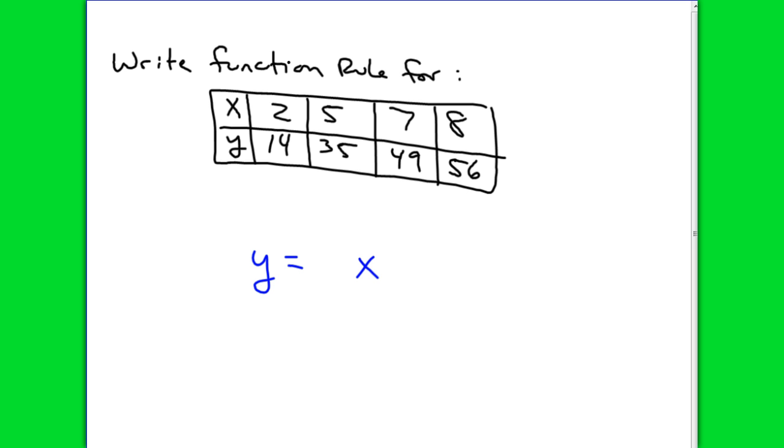The first thing you might have thought was 2 times 7 is 14, right? So now we check and see if that would be the operation used in the next point, right? Is 5 times 7, 35? 7 times 7, 49? Is 8 times 7, 56? And if it is true that that operation gives us each output that we're looking for, then we have our rule. And so we can write it as y equals 7 times x. Awesome job. What fun, huh?